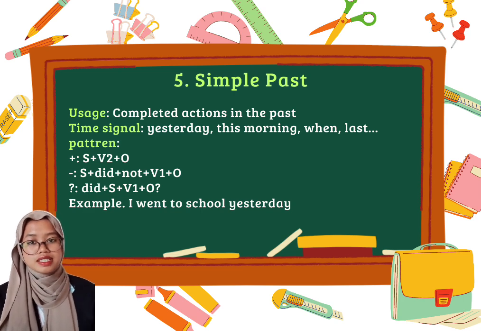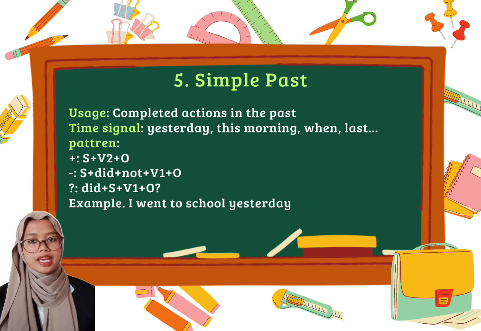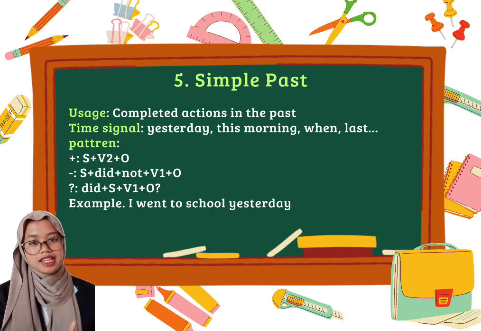Number 5 is simple past. Simple past tense is used to state an action in the past. The time signals are yesterday, this morning, when, last week, and so on. And the pattern is subject, verb 2 plus object. Example, I went to school yesterday.